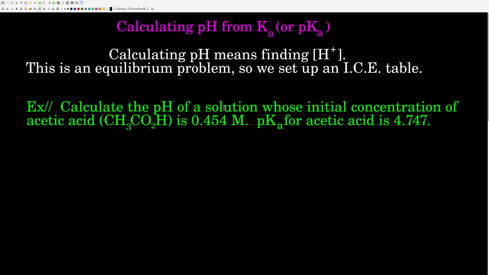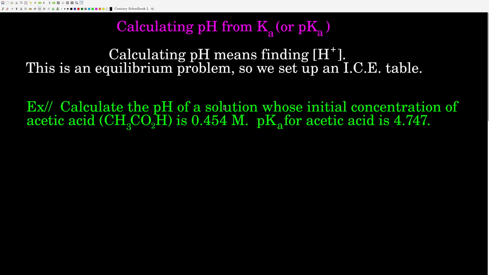So if we know Ka or pKa, because if we know pKa, that means we know Ka, we can calculate the pH. Because pH is defined as the negative log of the concentration of hydrogen ion, it means finding the concentration of hydrogen ion and then just taking the negative log base 10 of that. Well, this is an equilibrium problem, just like we did back in the equilibrium module, and we're going to keep doing equilibrium problems for a while. So we're going to set up an ice table, everybody's favorite.